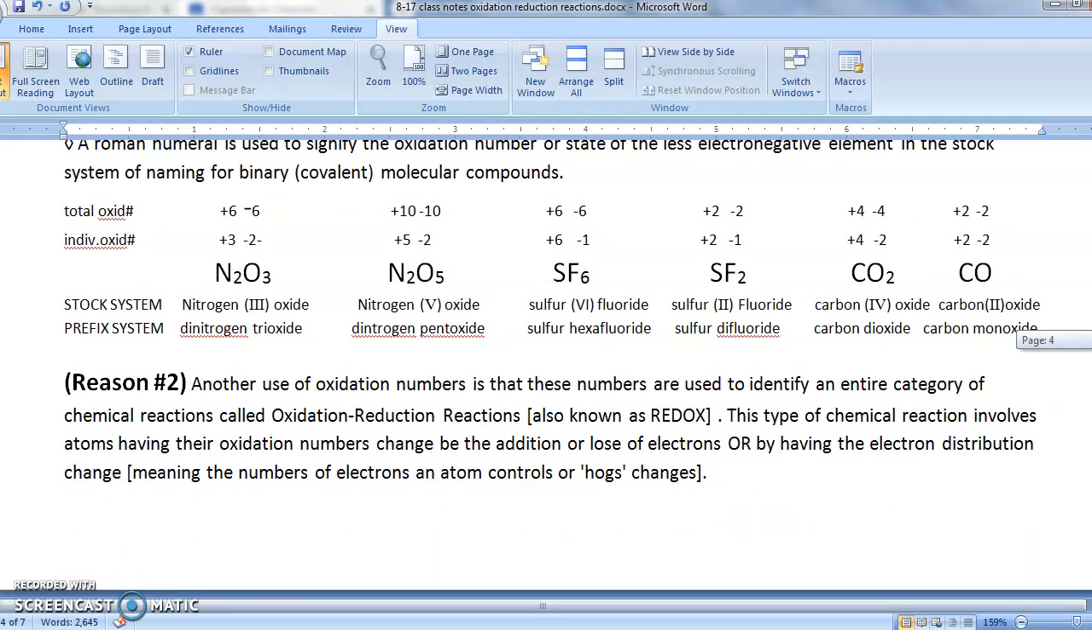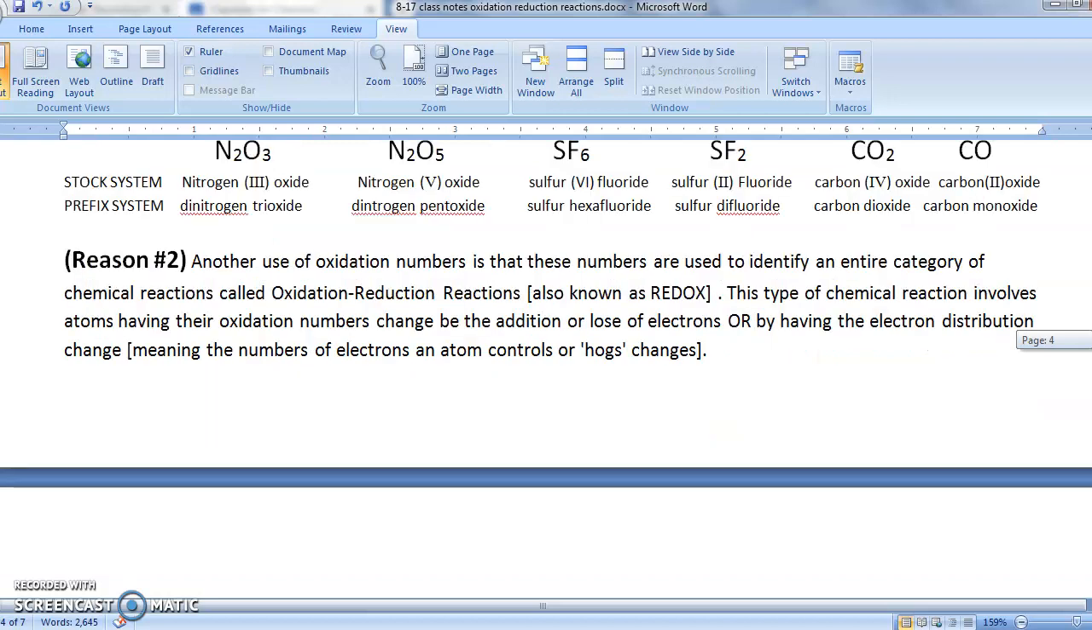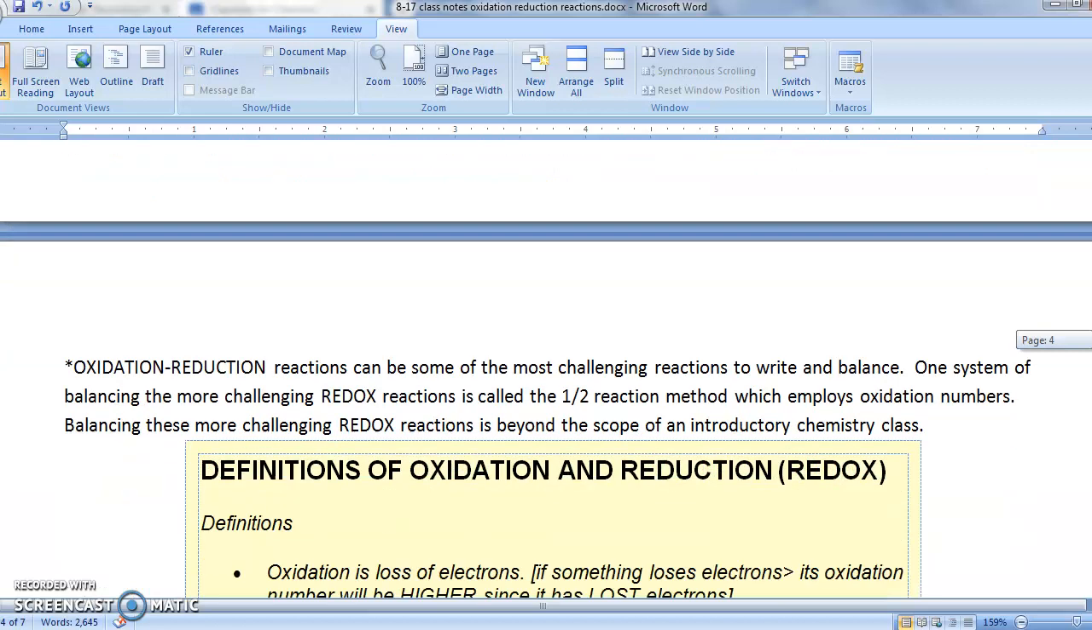And the second reason is that oxidation numbers are really a tool used to determine if a reaction is an oxidation reduction reaction and to really see what is happening in the oxidation reduction reaction. That's what oxidation numbers help us to do.